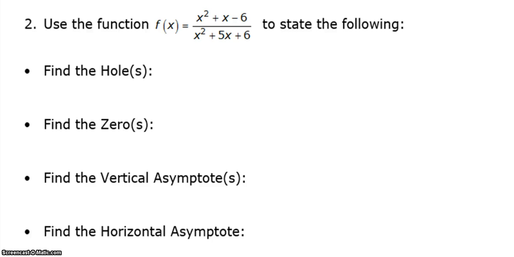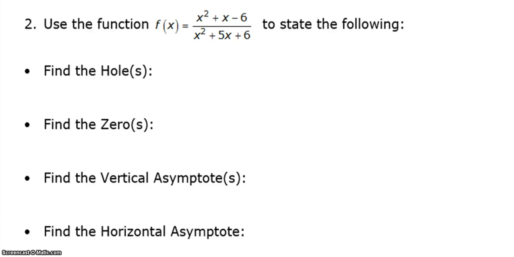Use the formula f of x equals x squared plus x minus 6 divided by x squared plus 5x plus 6 to state the following. So this is where you're going to use your foldables. Start on the far left. Lift up the holes tab. The first thing it's going to tell you to do is factor.